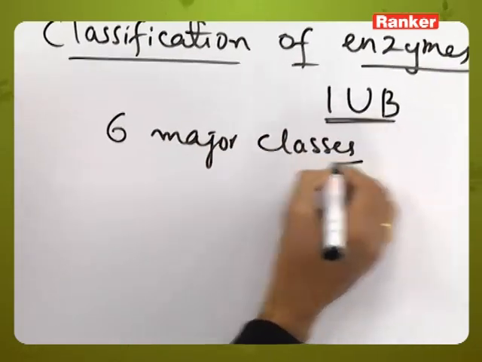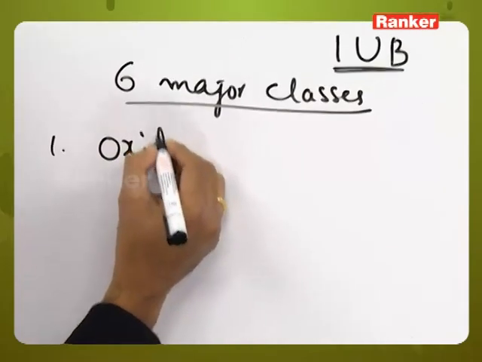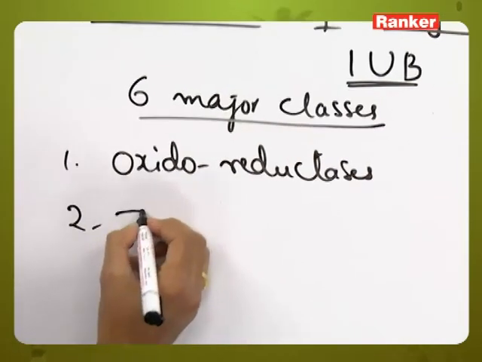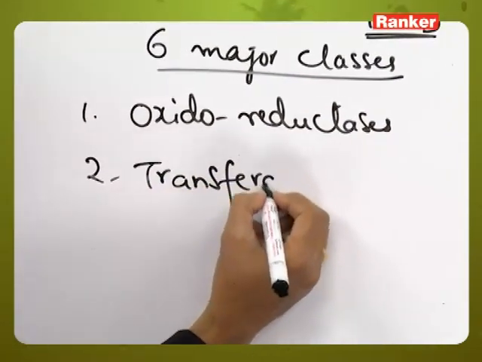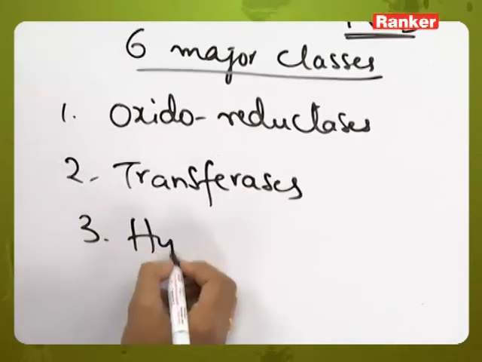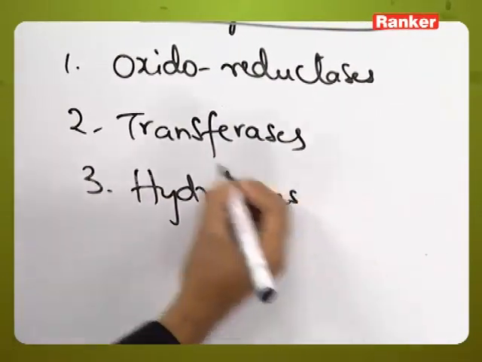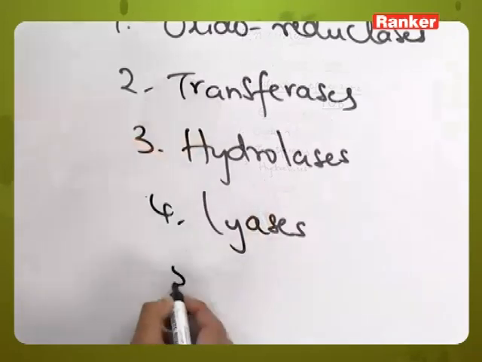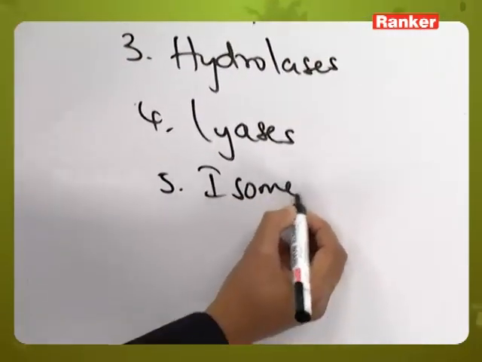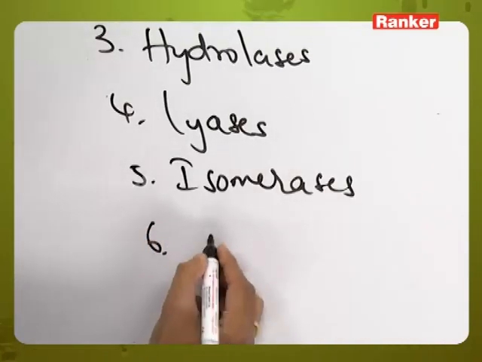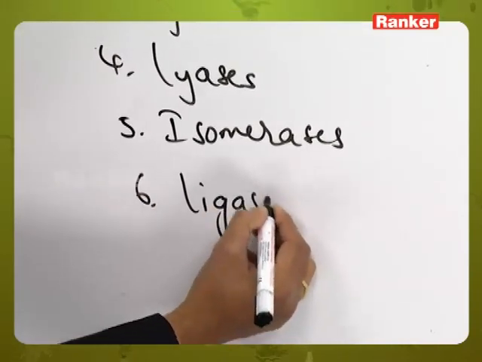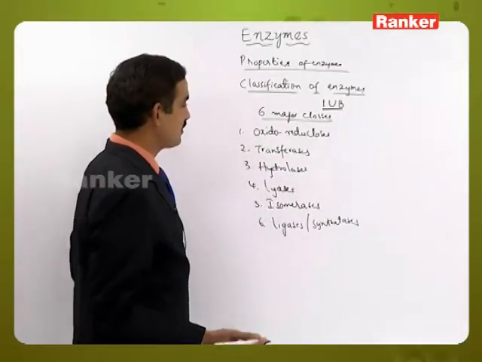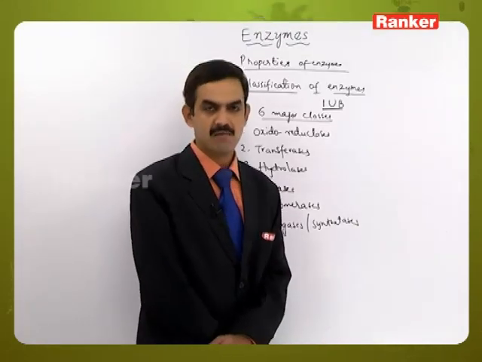According to IUB, 6 major classes are present. Those are oxidoreductases, transferases, hydrolases, lyases. The 5th class is isomerases, and the 6th class is ligases or synthetases. So these are the 6 major classes which are present in the classification of the enzymes.